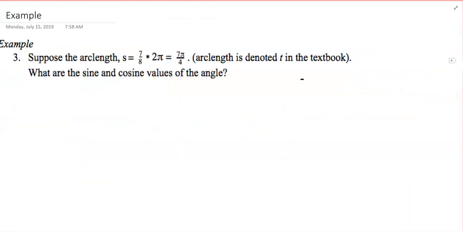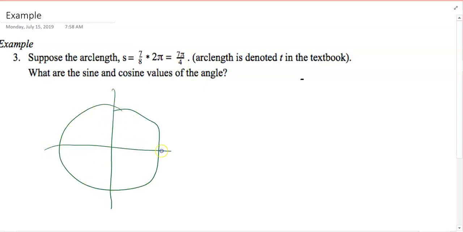Alrighty, let's look at a couple of other examples. Suppose arc length s is equal to 7/8 times 2 pi, that's 7/4 pi, or 7 pi over 4. What are the sine and cosine values of the angle? Well, we don't have the coordinates here, so we've got to figure out what the coordinates could be. Let us sketch the unit circle real quick.